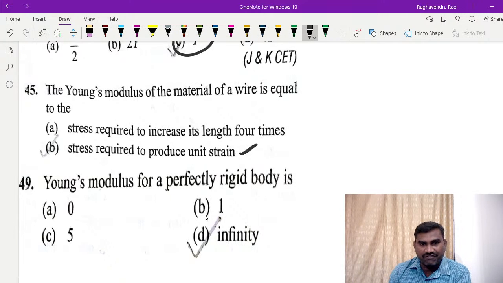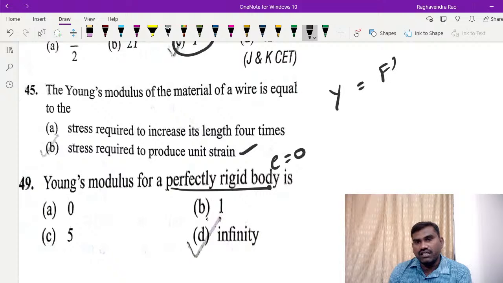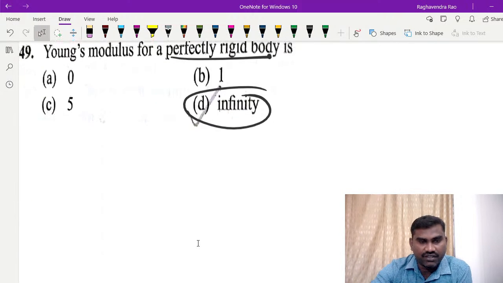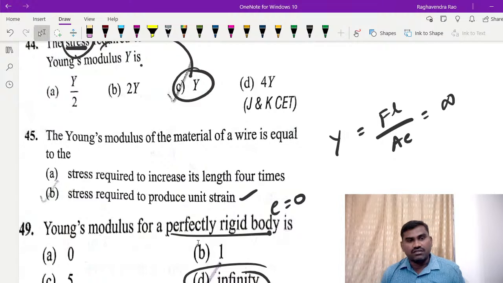Young's modulus of a perfectly rigid body. For a perfectly rigid body, elongation is 0. That means Y is equal to FL by A into elongation, and anything divided by 0 gives infinity. So Young's modulus for a perfectly rigid body is infinity. So these are the different questions from the concept of Young's modulus. All the numerical models related to NEET and JEE Mains look like this.